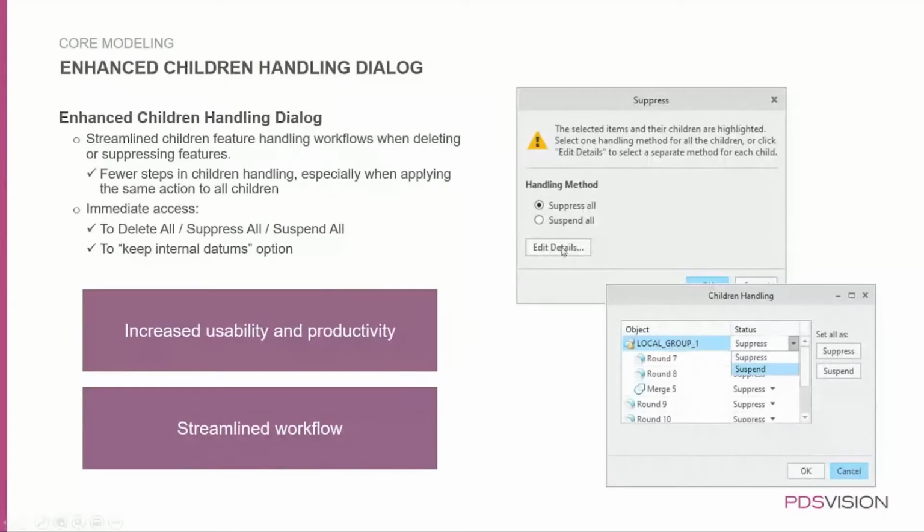But if you click edit details, you land in a dialog where you can state to the system that you want to suppress or deal later with that feature, and what it will do regarding that suppress. So you can have a bit more control over what is happening during your suppress or delete of the features. A bit more visibility of the children.